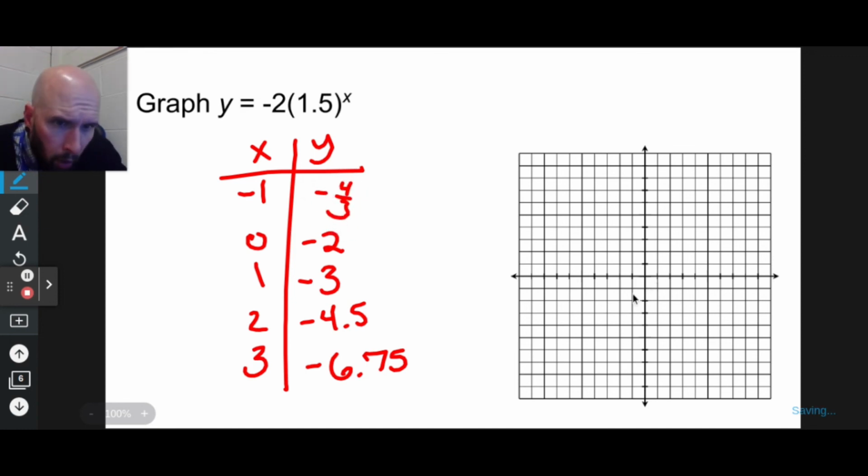Plug it in. -1, -4/3 lives around there. 0, -2 lives right there. 1, -3 lives right there. 2, -4.5 lives right there. And 3, -6.75, that looks good to me. And then if you want to add a few more points, it's just slightly getting smaller, so there you have it. Let me start my horizontal line, and try to clean that up the best that I can. Oh, yeah. It's not pretty, but not impossible.